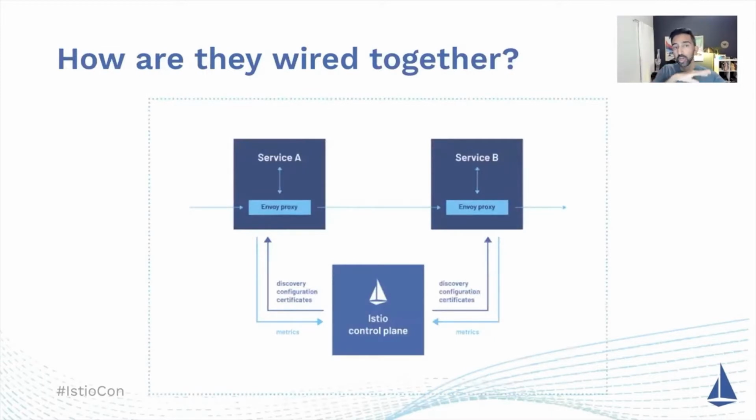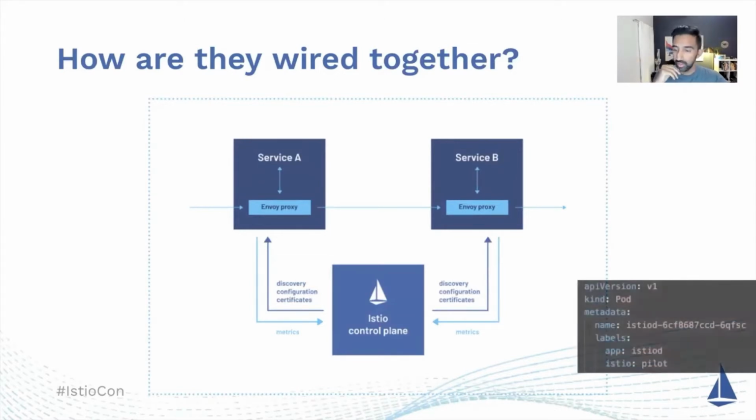Okay, so now we just talked about all the components. Next, let's talk about how they are wired together. So first, let's start from the control plane and then work our way up to the data plane. The most basic component of the service mesh is the main control plane, which is the Istiod deployment, which then creates a pod. So that's the Istiod pod running on the bottom right.